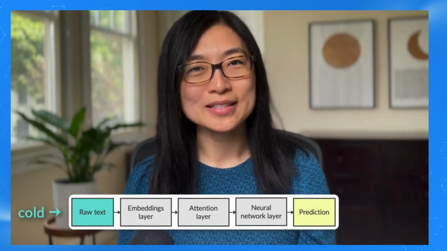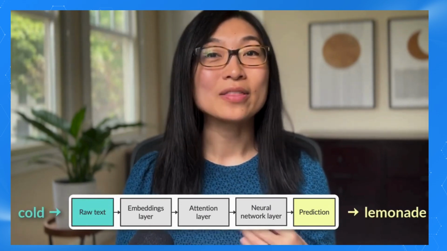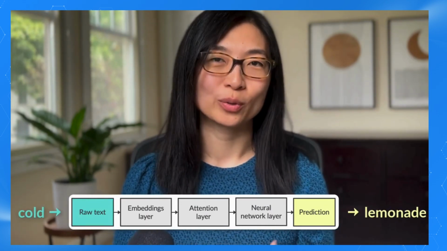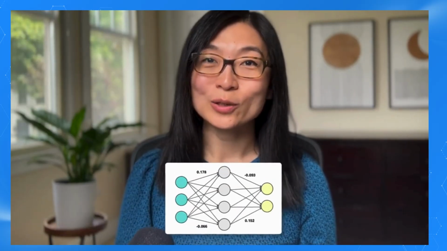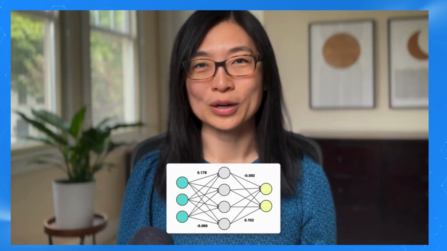So given this word as an input, this is the next word, and then the model settles on a set of weights or parameters. If you remember back to our original neural network visualization, every line going into every node had a weight or parameter assigned to it.